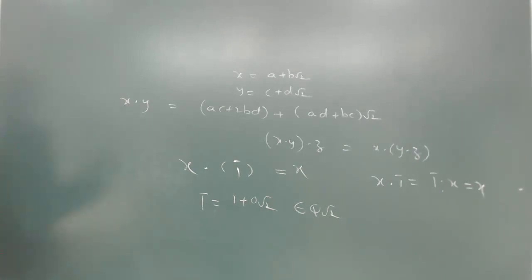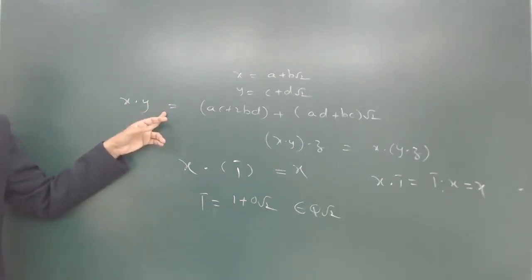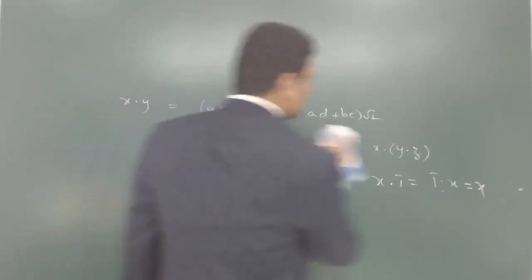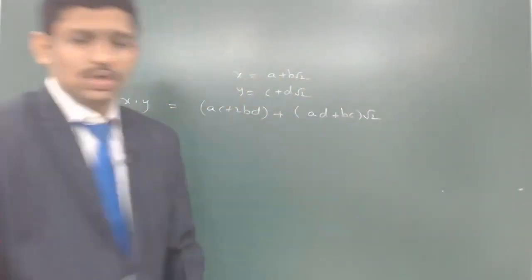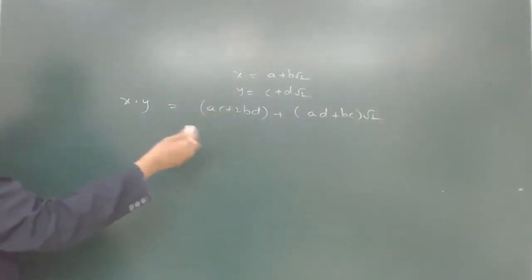And we can check for commutative property also. As we have done the calculation of x dot y, you can do y dot x also, or you can rearrange the terms, that also you can say.